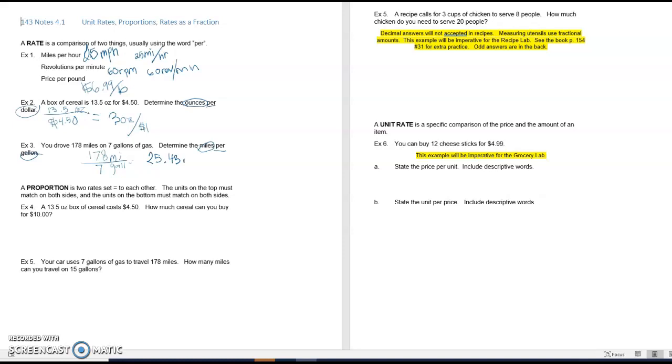So this will be, don't forget to put your words. A rate has to be followed with words. Miles per gallon.